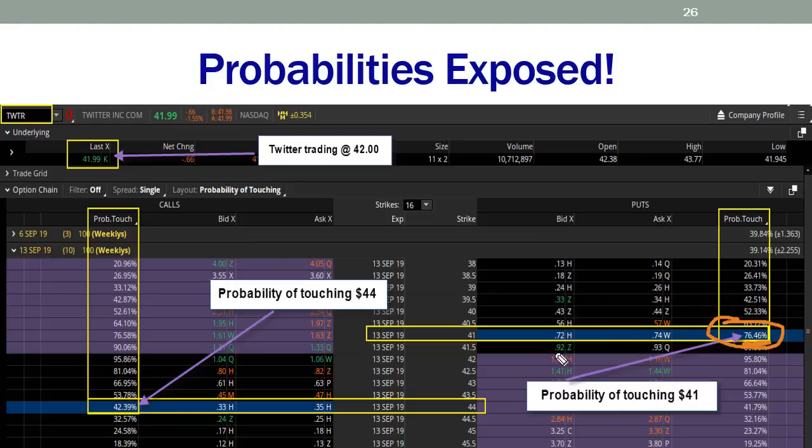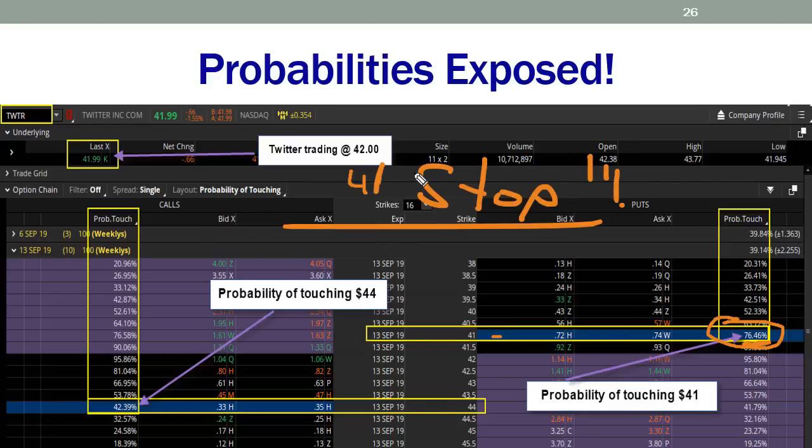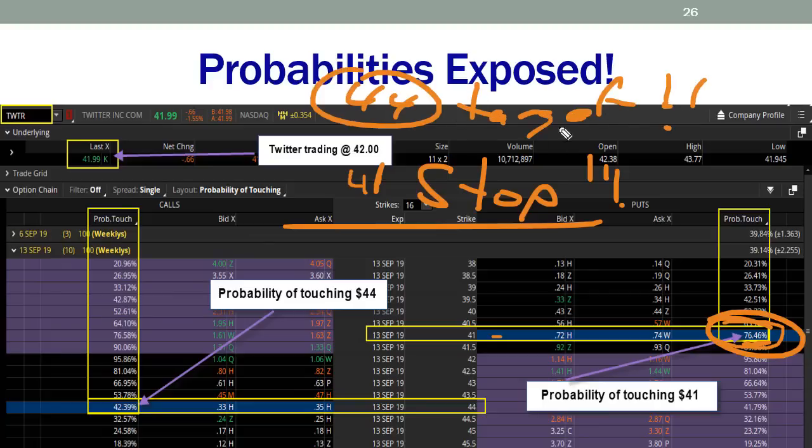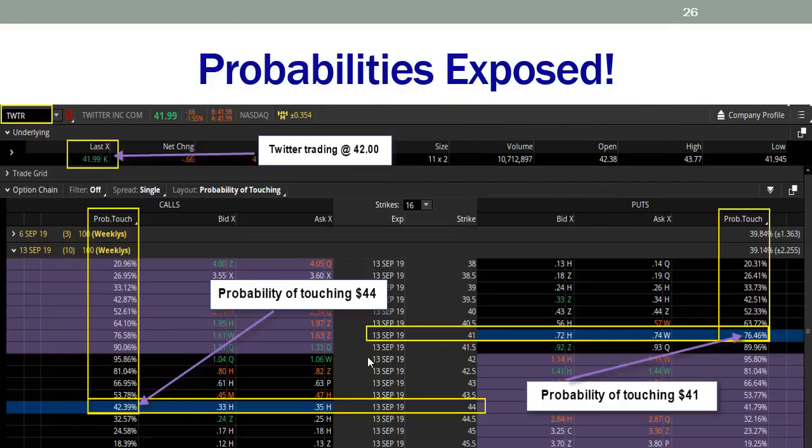Because there's a 76% chance, okay, that if you set a stop at 41, because that's what you implied with this strategy, right? If you set your stop at 41, there's a 76% chance of getting stopped out. But if your target price then is 44, right? And that's your target. What's the chance of hitting your target? 42%. You tell me how your strategy looks now.